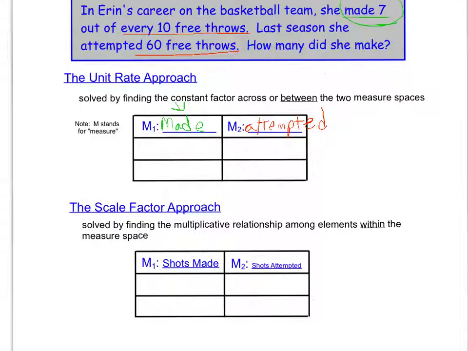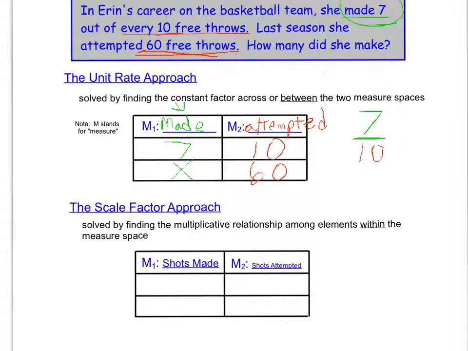It says right here she made 7, so I'm going to write 7. She made 7. And then it says how many did she attempt when she made 7? Well, she made 10. So that's on the same line as the 7. Well, then next it says how many did she make out of 60? Well, so we know the 60. So she attempted 60. They want to know how many she made. So if they want to know it, and we don't know it, we're going to use a variable, x. So this is how we're going to set it up.